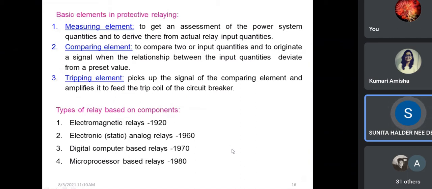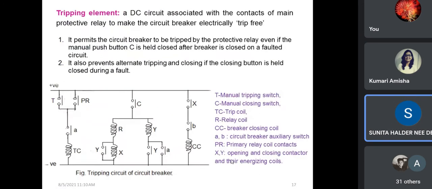Microprocessor based relay or digital computer based relay, both are digital relays. But microprocessor means there will be no computer. A microprocessor within a board will control the protection system, and in case of a digital computer based relay, the digital computer will control all those. An electronic or static relay is an initial stage of the digital computer based relay or the microprocessor based relay.